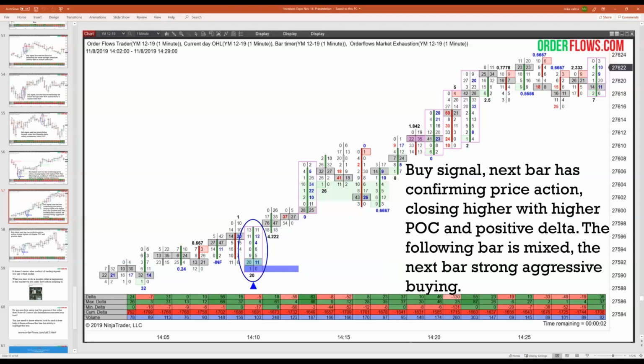And then boom, the aggressive buying comes in, nice strong positive delta, nice stacked buying imbalance, and the market just makes another 20-point move.